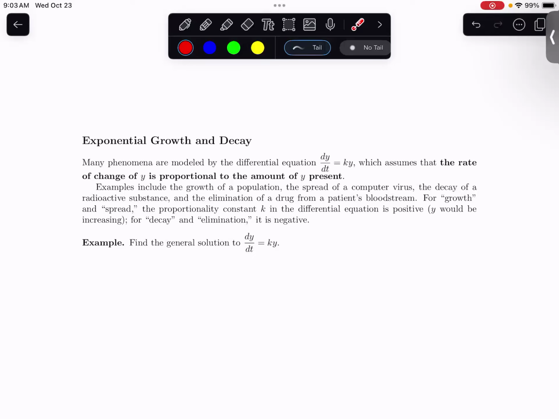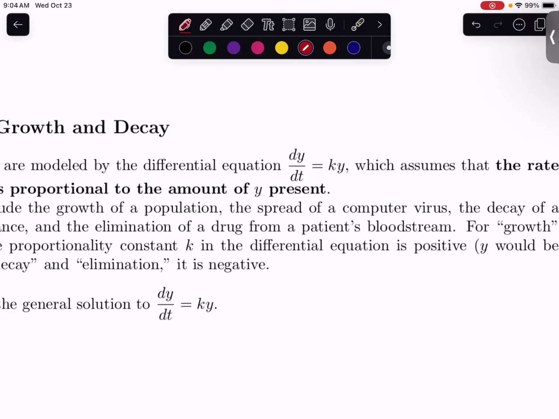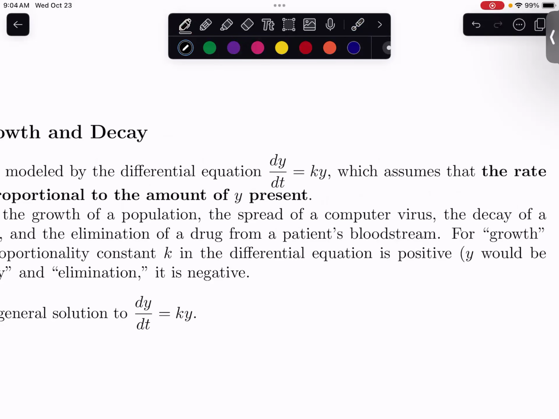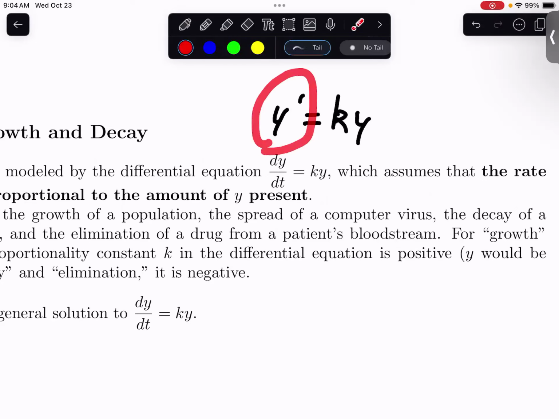So we're looking specifically at differential equations of the form dy/dt = k times y. This is really just saying that the rate of change of y is proportional to the amount of y present. I'm just writing the same equation out, but some people like the prime notation versus the Leibniz notation. We're saying the rate of change is equal to something times y, so these two things are proportional to one another.